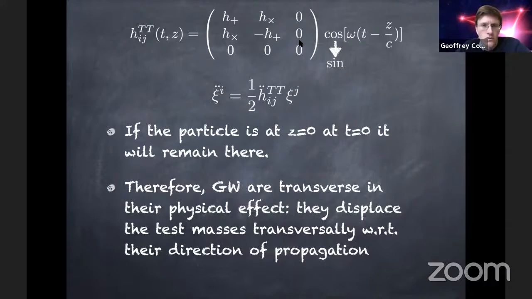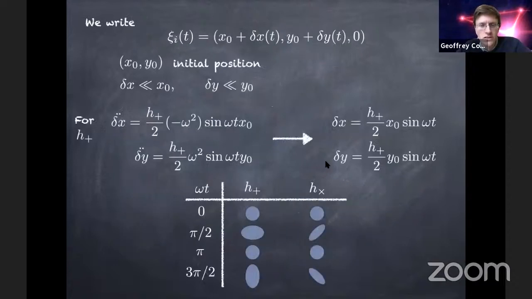So all the z components are zero here. All the acceleration along the z components is identically zero. So if you are on the plane z equals zero, you will just remain there. Gravitational waves are transverse in their physical effect: they displace the test masses transversely with respect to the direction of propagation. They propagate along the z direction and will keep the z equals zero plane intact. They will just act on that plane. They will not shift the z plane.